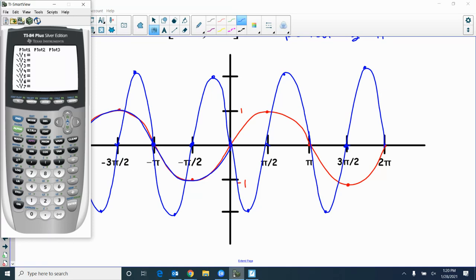To change between radians and degrees, it's under the mode button, which is right next to the second button at the top. And it's the third one down. So go ahead and put it in radians.